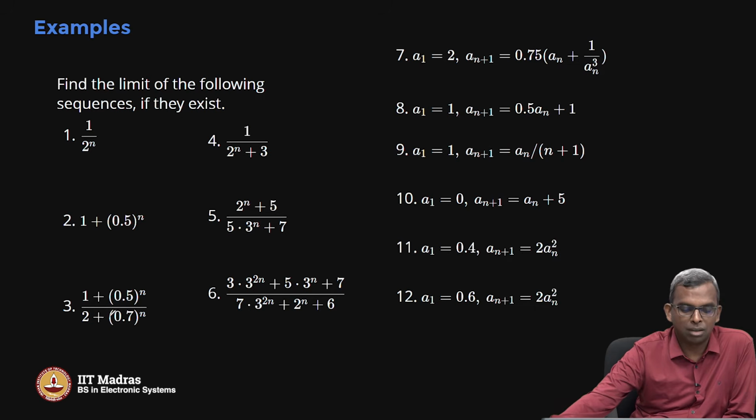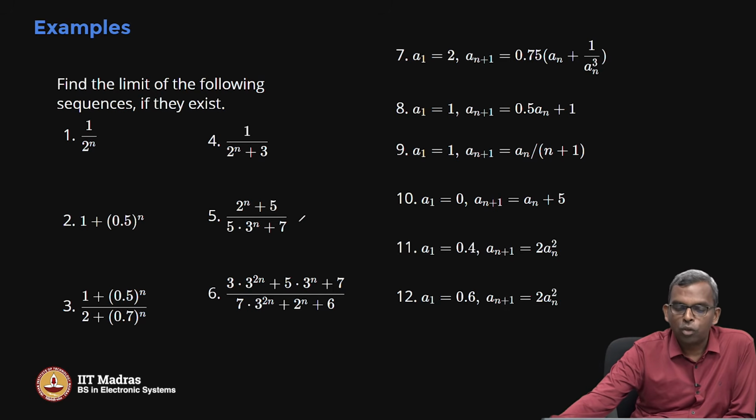So what about this one? I put a rational function with this 0.5 power n entering the picture, and you see 0.5 power n will go to 0, 0.7 power n will go to 0. So in the limit, this fraction will go to 1 by 2. So 1, 2, 3, very easy to do. Now that you know the limit for r power n when r is between 0 and 1, you simply use it in rational expressions directly.